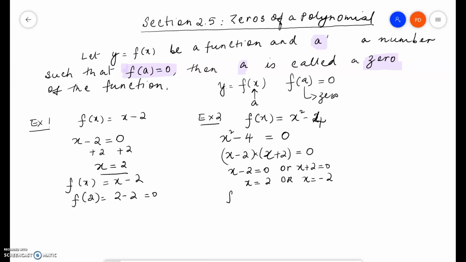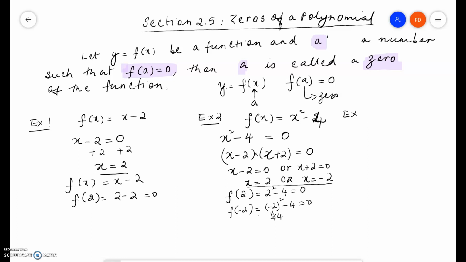Now, if we plug in 2 into the function, it is 2 squared minus 4, which is 0. If I plug in negative 2 into the function, I get negative 2 the whole squared minus 4 equals 0, again, because negative 2 the whole squared is positive 4. So either way we get a 0. So the two zeros of the function are x equals 2, x equals negative 2.